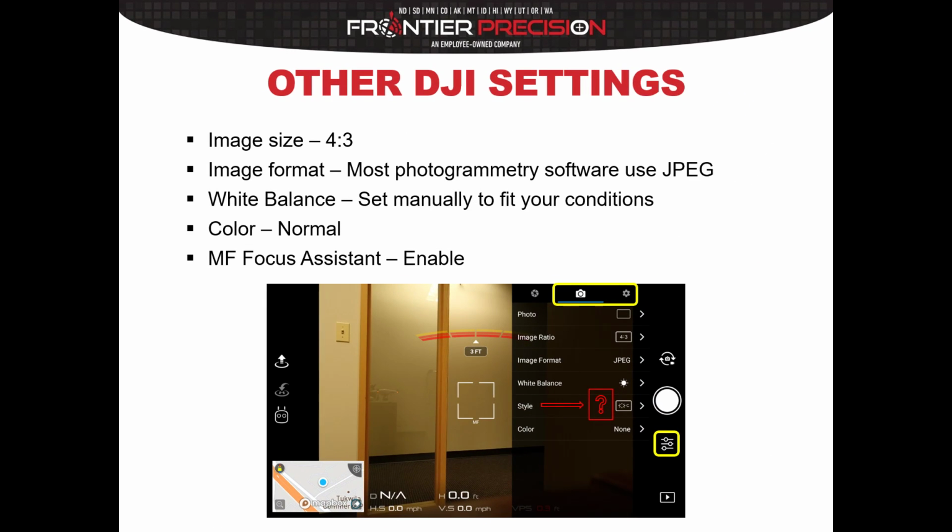Here are some other DJI camera settings that are recommended for mapping missions. Keep the image size at 4:3 to utilize the most area possible. Most photogrammetry software packages use JPEG as the acceptable format. Set the white balance to what is appropriate for the conditions during the time of the flight. Keep the color setting at normal. Be sure to enable MF Focus Assistant in the Gear Settings tab.